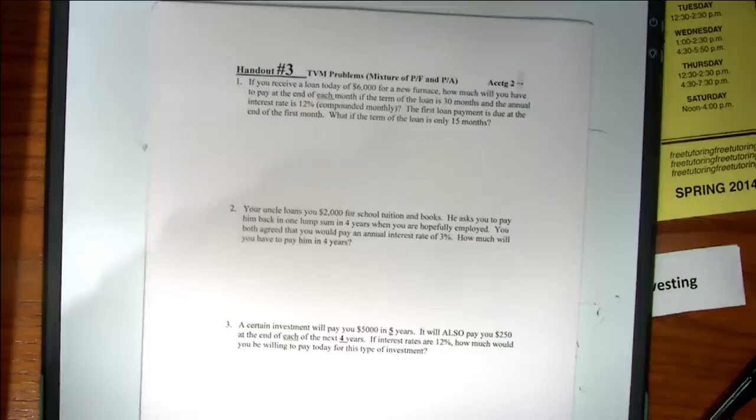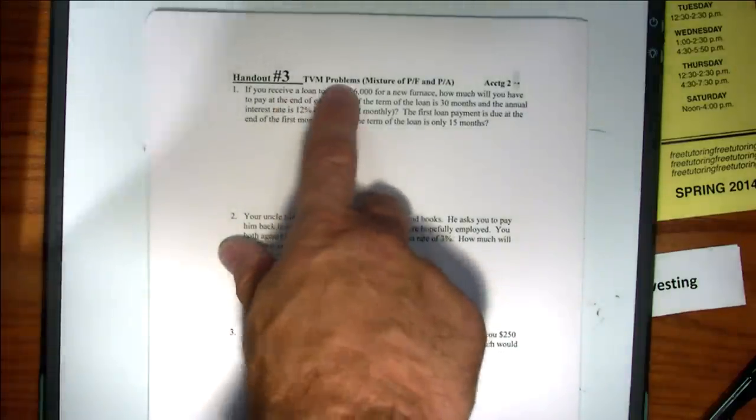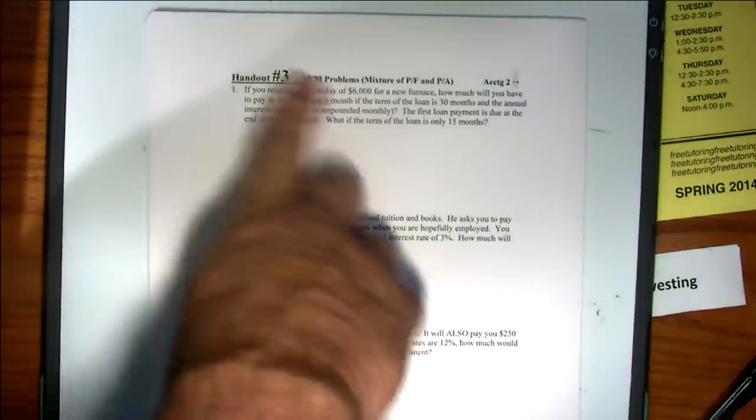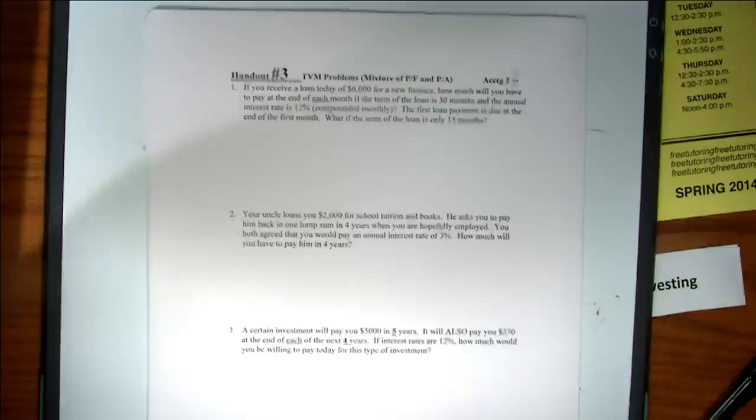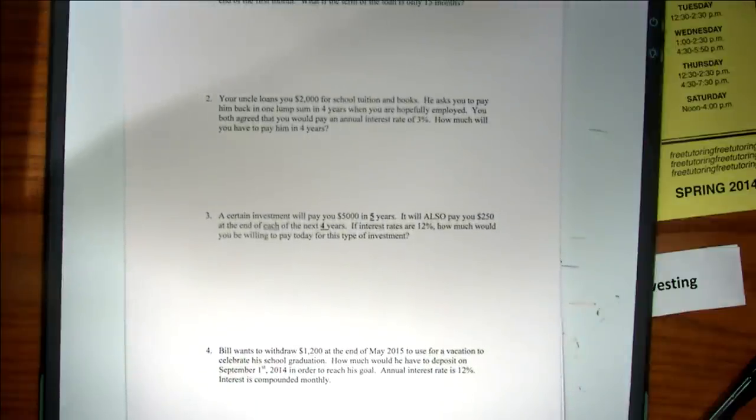And then besides finishing up that handout, I want you to do this handout right here that everybody should have. Y'all have this? This is time value of money. Remember time value of money? This is time value of money handout number 3. All this is, we're just reviewing time value of money to get it back up to the top of your brain again as we approach the test.